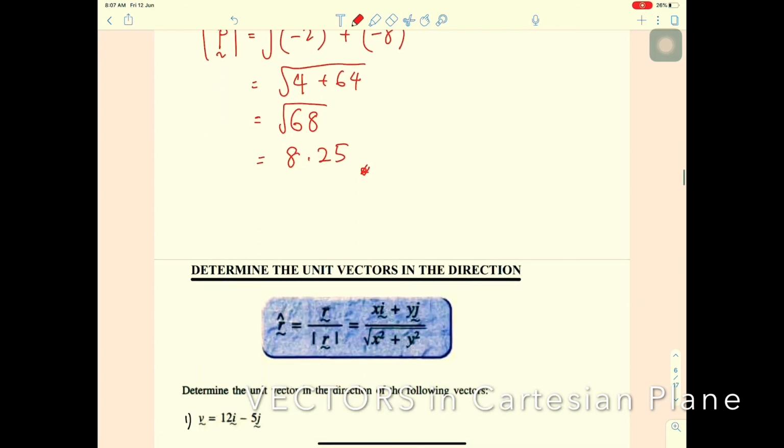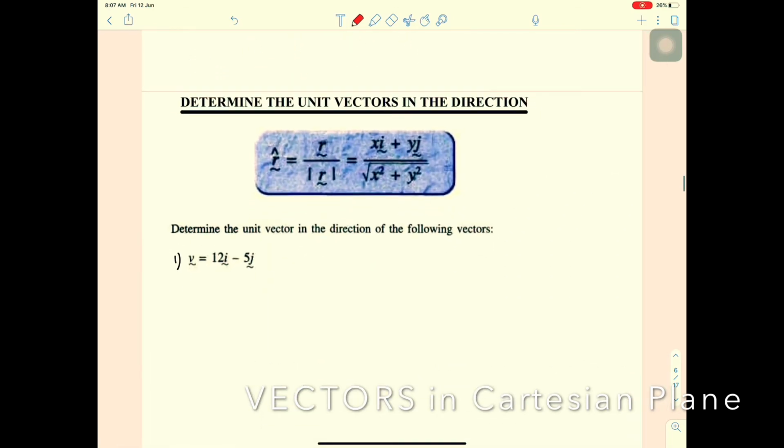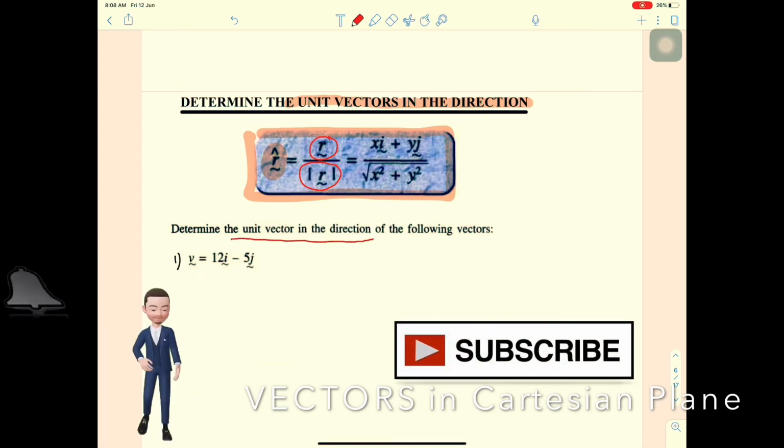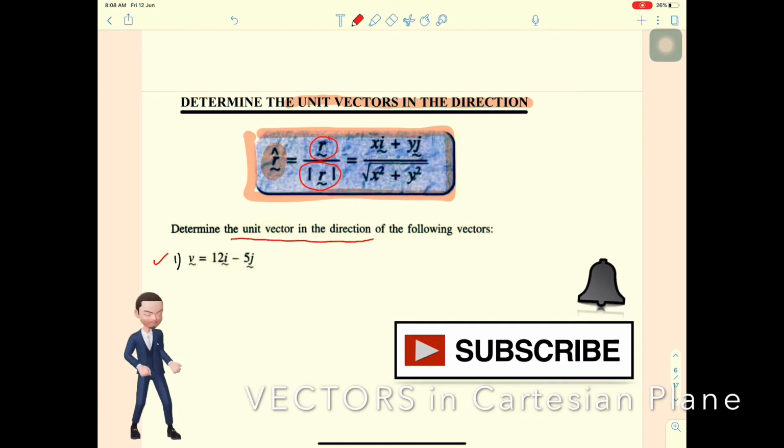Last one: determine the unit vector in the direction. This is the symbol of the unit vector in the direction, and this is the formula. This is any vector, and this is the magnitude of the vector. Determine the unit vector in the direction of the following vectors. Number one, vector v is 12i minus 5j.